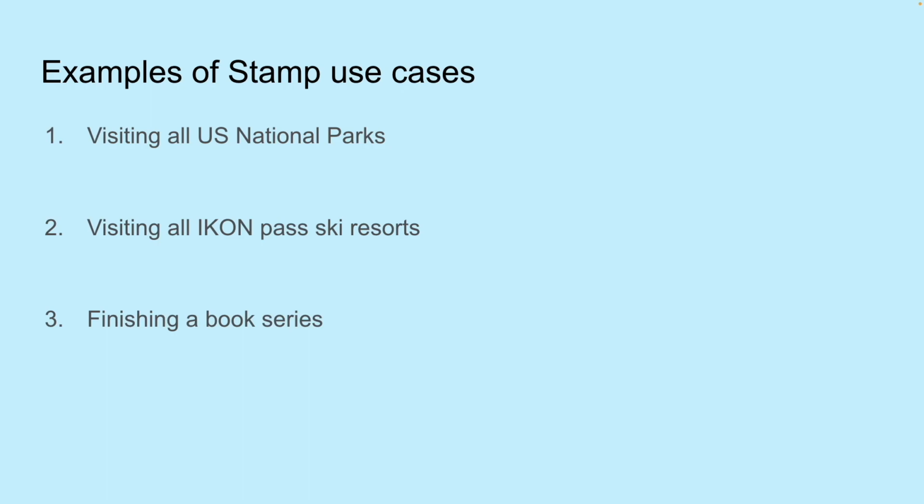Just to elaborate on some more example use cases, a stamp could be created for visiting all US national parks. There's already a US National Park physical passport which can be stamped upon entrance to various national parks, but creating a virtual stamp on BET also allows users to share this collection with others.